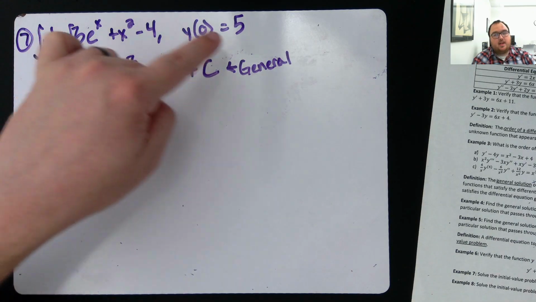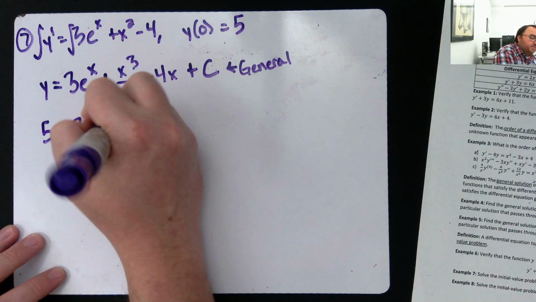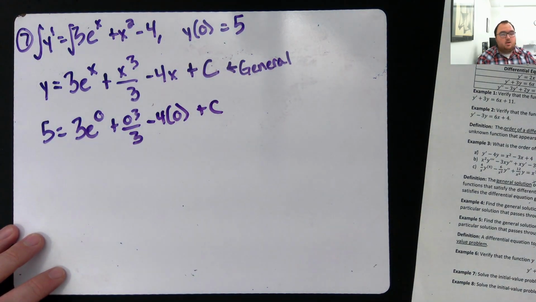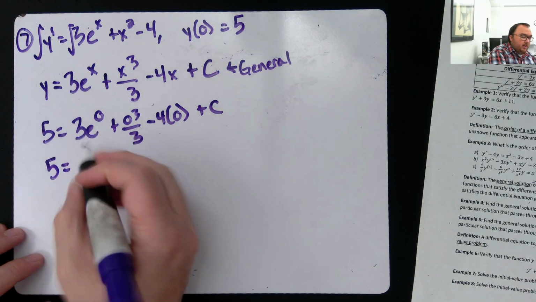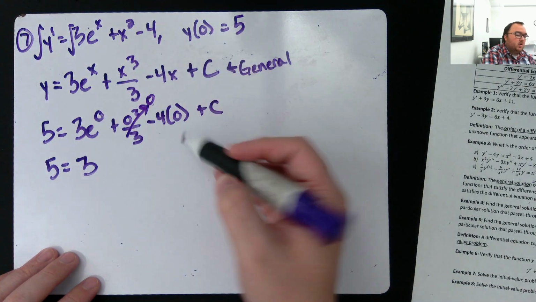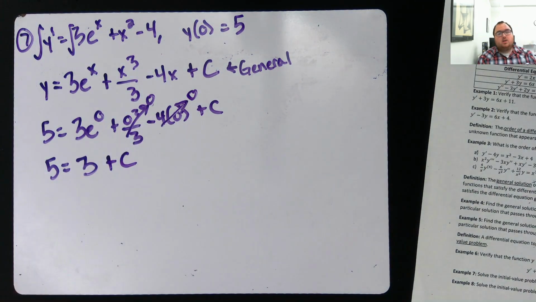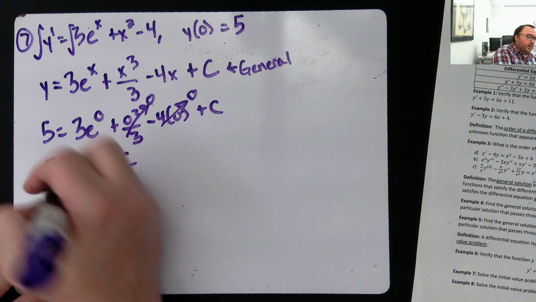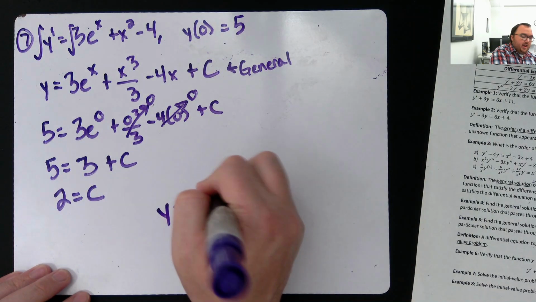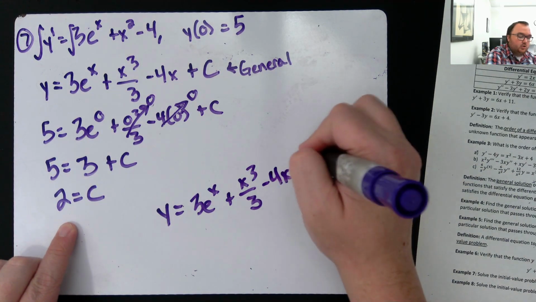So plug 0 in for x, 5 in for the y, and we get 5 equals 3e to the 0 plus 0 cubed over 3 minus 4 times 0 plus c. e to the 0 is 1. 3 times 1 is 3. 0 cubed is 0, so that's 0. 4 times 0 is 0. So we're just left with plus c. To solve this for c, subtract 3, and you get 2 equals c. So the answer here, y equals 3e to the x plus x cubed over 3 minus 4x plus c, which was 2.